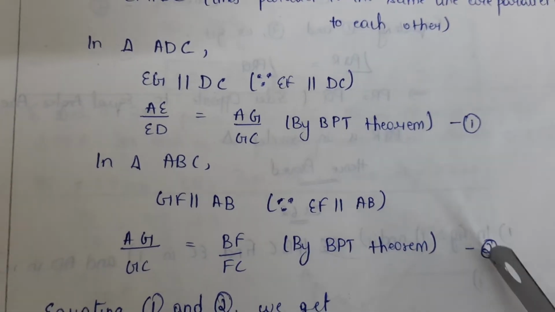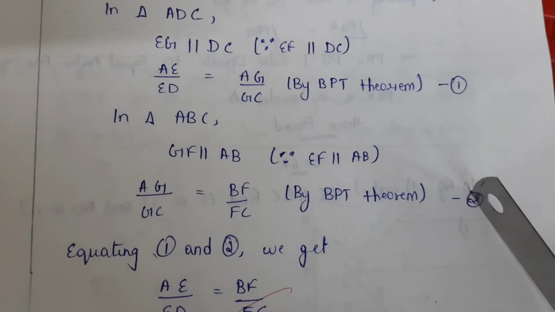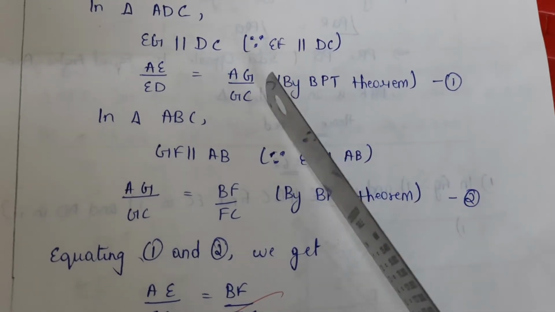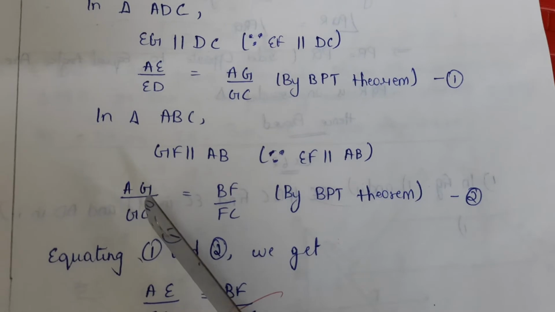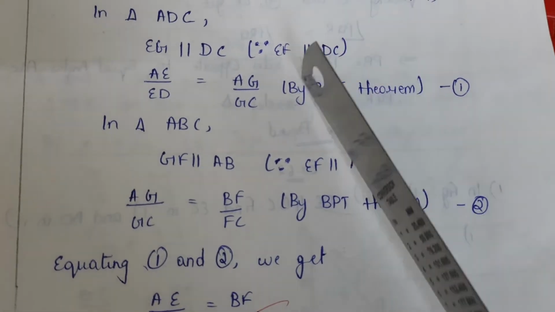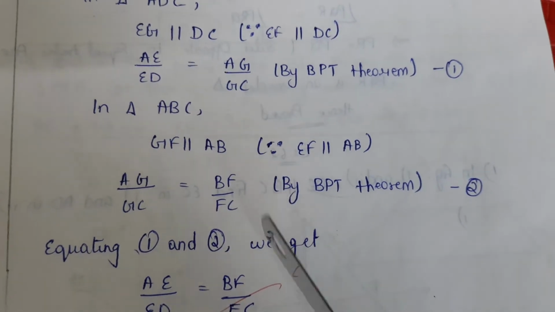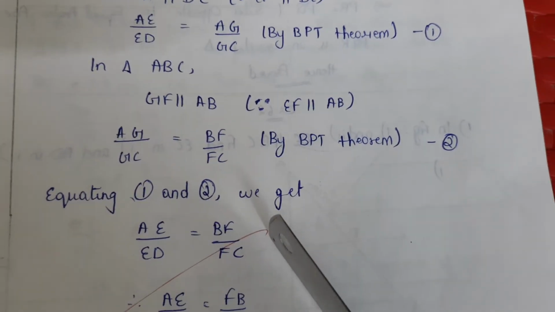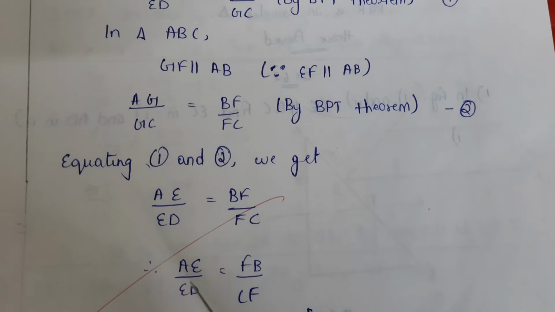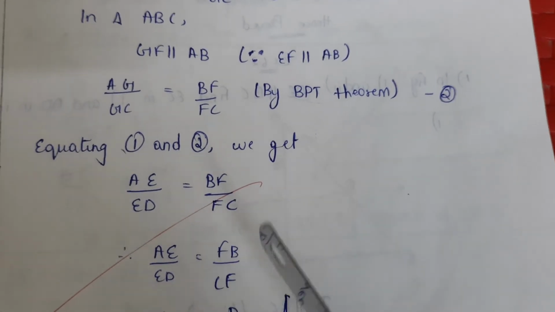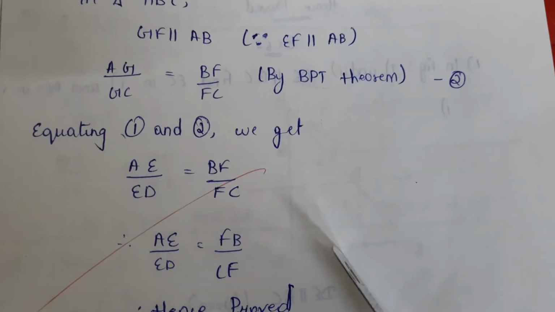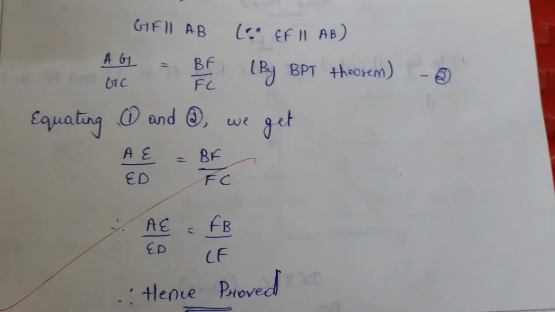Now, from these two equations, here AG by GC and here also AG by GC. Both are equal to AG by GC. So what is left here? AE by ED is equal to BF by FC. So AE by ED is equal to BF by FC. That's what we have to prove. So, hence proved. Thank you.